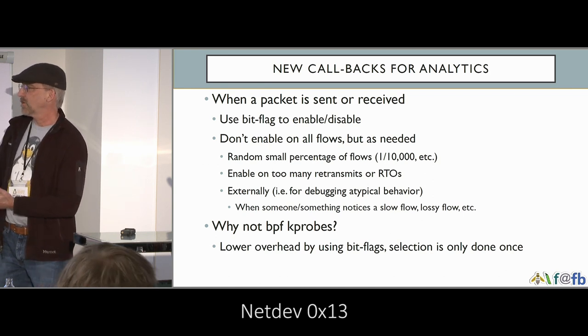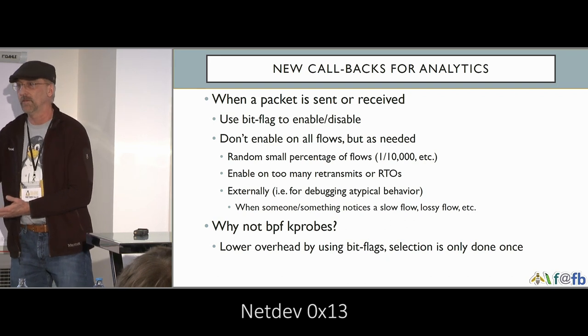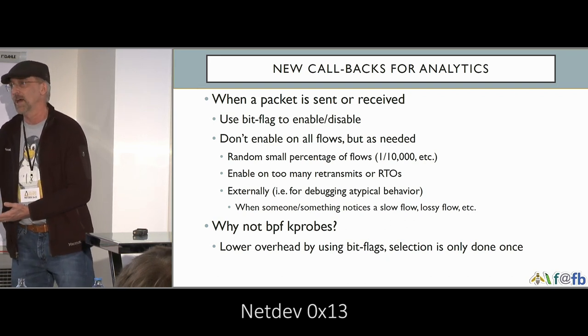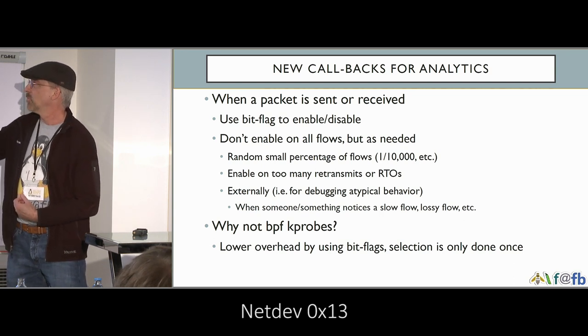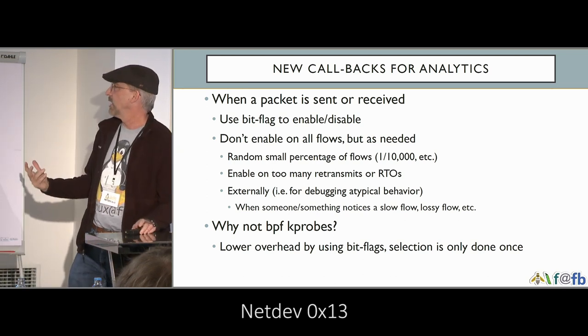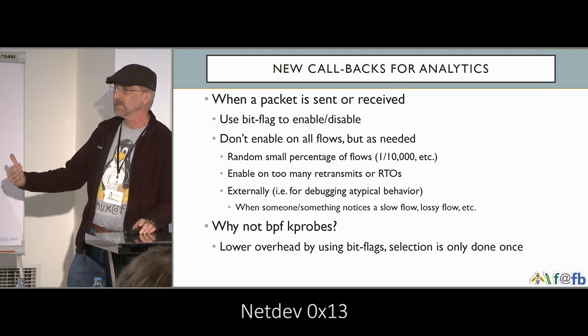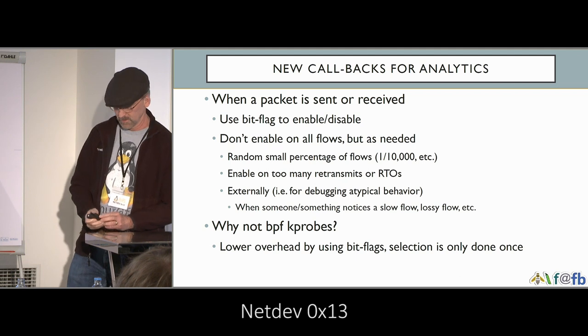And why not BPF callbacks? Well, because those are called all the time, right? And yes, once you get called, you can decide not to do anything for that flow, but you get called all the time. Whereas with the other one, the overhead of the bit flag, we can control better for which connections we want to do it. In some ways, the selection is only done once, not per packet.